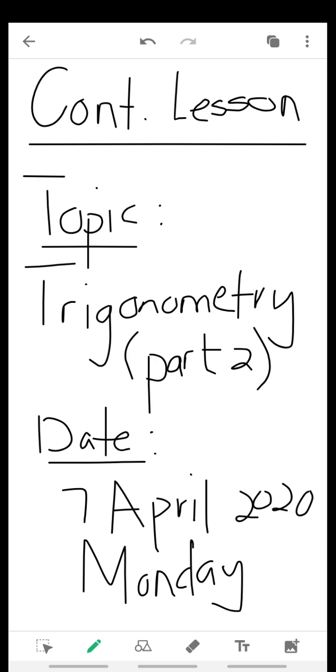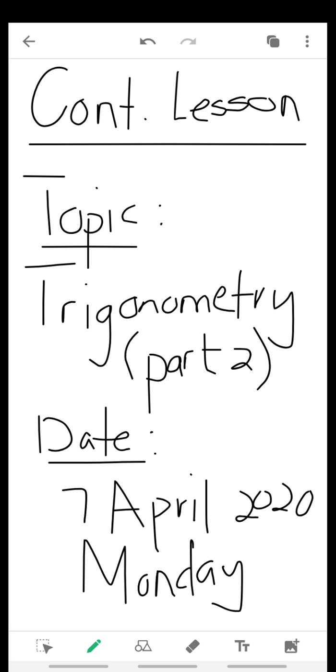This lesson is a continuation of the trigonometry that we have already covered. So this will be a shorter lesson compared to the first one. Okay, hence I wrote part 2. So this is the part 2 of the trigonometry. Please make sure you watch the first part, or part number 1.